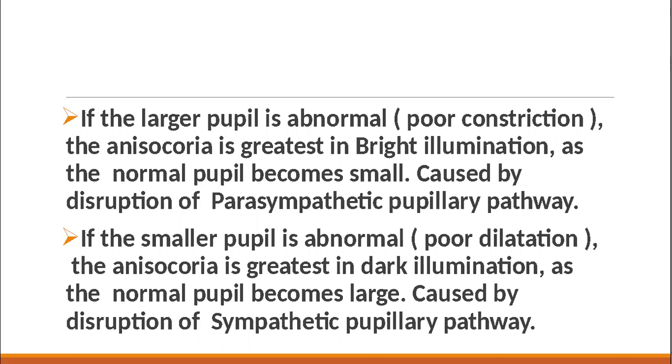And if the smaller pupil is abnormal, meaning the pupil is dilating poorly, then the anisocoria will be greatest in dim illumination, because in the dark both pupils are supposed to dilate. Here the normal pupil will become large, but the smaller pupil will remain small, and this is caused by disruption of the sympathetic pathway.